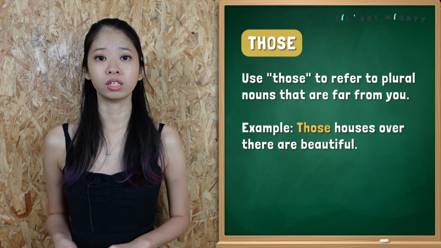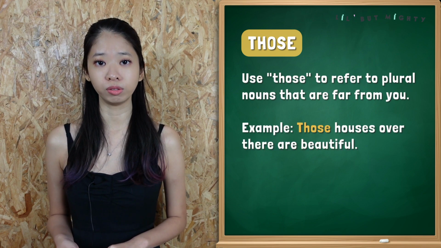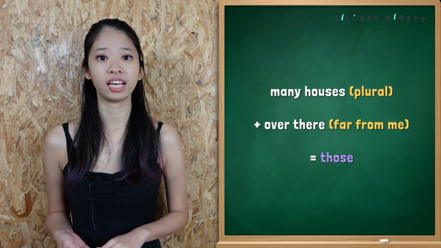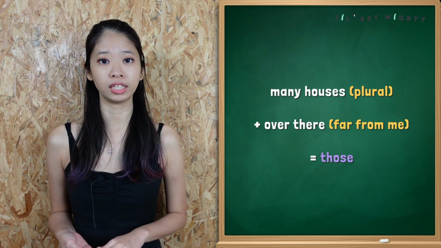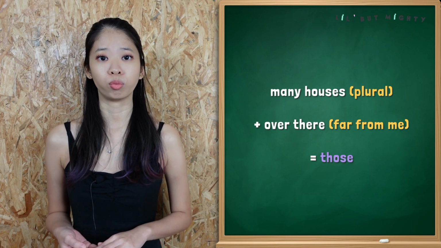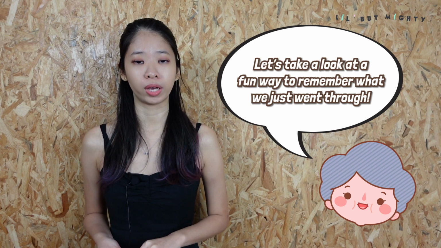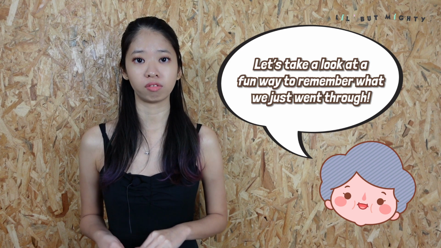Lastly, we use those to refer to plural nouns that are far from you. For example, those houses over there are beautiful. As I'm talking about many houses, and over there is used to refer to things or people that are far, we use those.